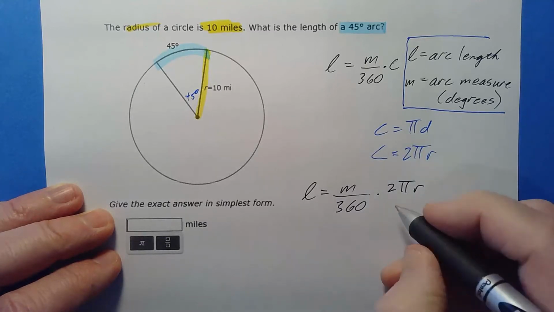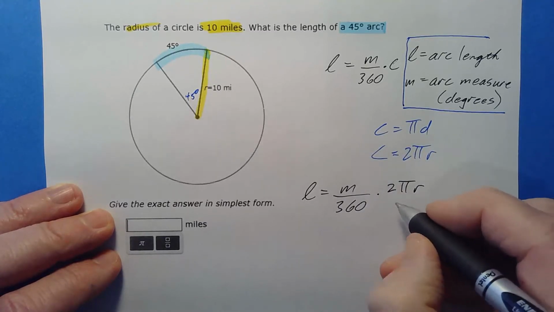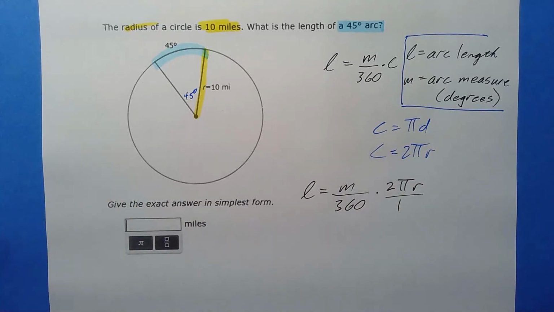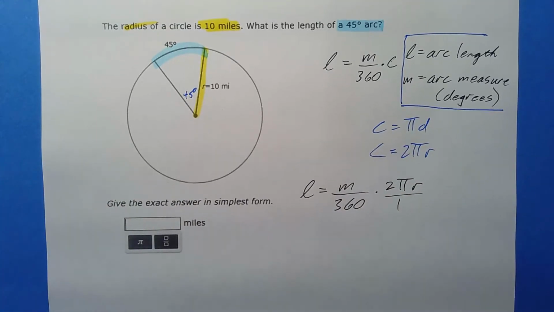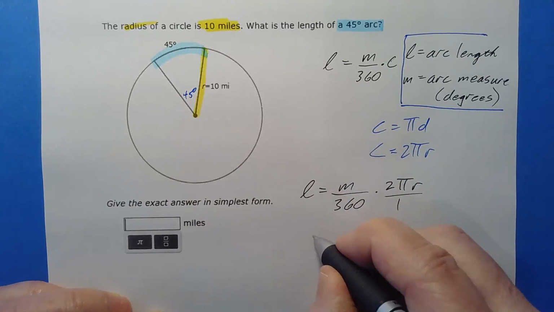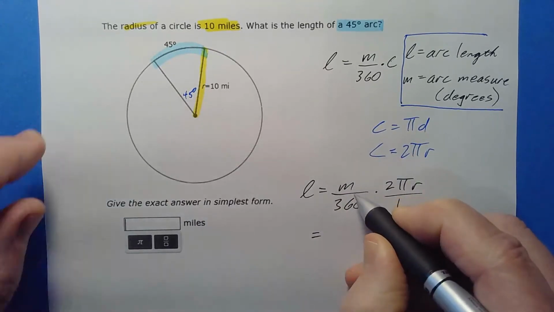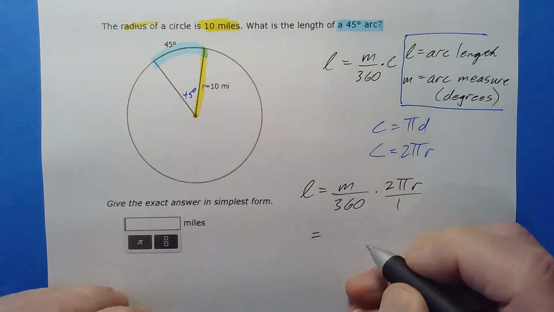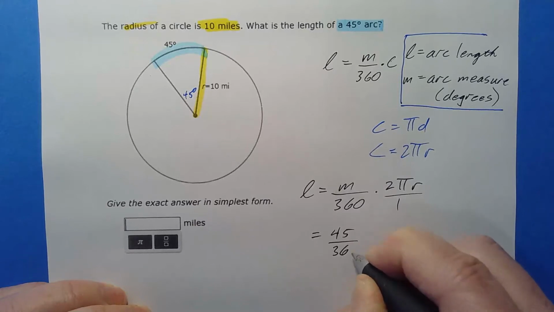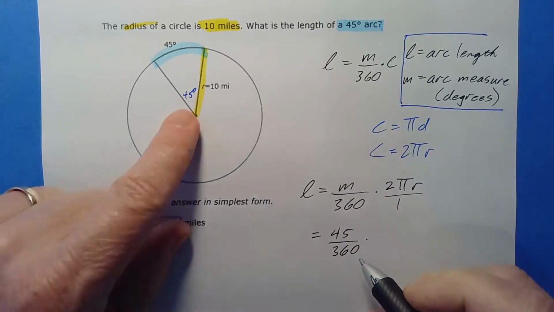Now sometimes I'm going to do this just because I'm going to be doing some cross canceling. It's not a bad idea to just think of it as a fraction, and we'll start putting things all together. Okay, so let me start putting measures in. Again, M we said is 45 degrees, right? So 45 over 360. And again, this one just kind of makes sense.